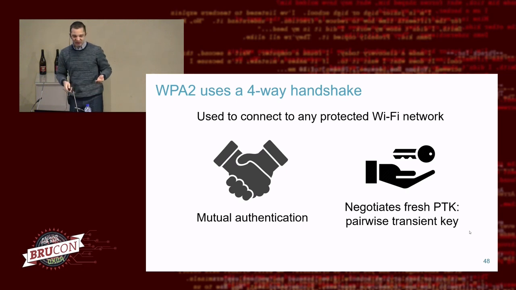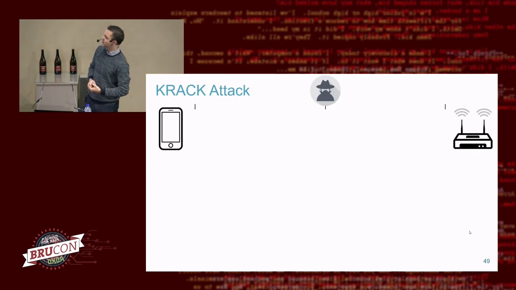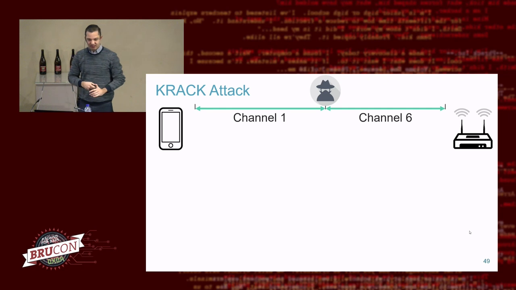I will now explain how this handshake works and how we are able to attack it. Let's say we have the following situation. We have our client here on the left that wants to connect to the network on the right. We also assume that an adversary is present as well. The first thing that this adversary will do is establish this so-called channel-based man-in-the-middle position. What do I mean with that term? Let's say the original network is operating on channel 6, then the adversary will clone this network on a different channel. It will clone the network on channel 1.